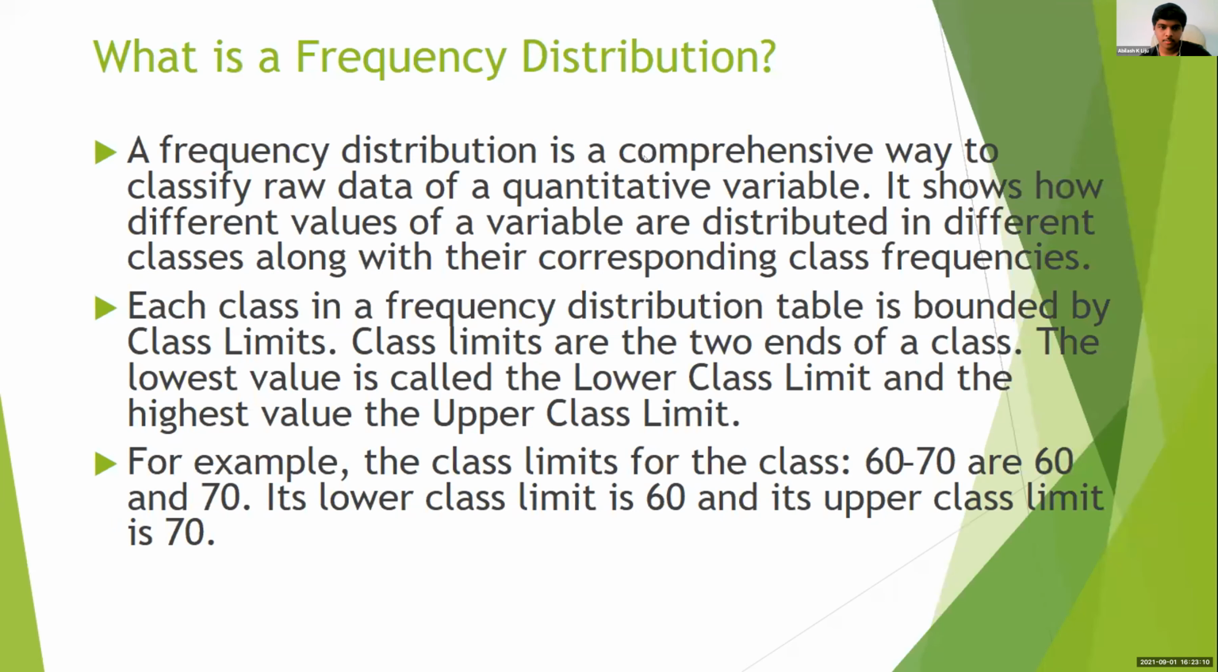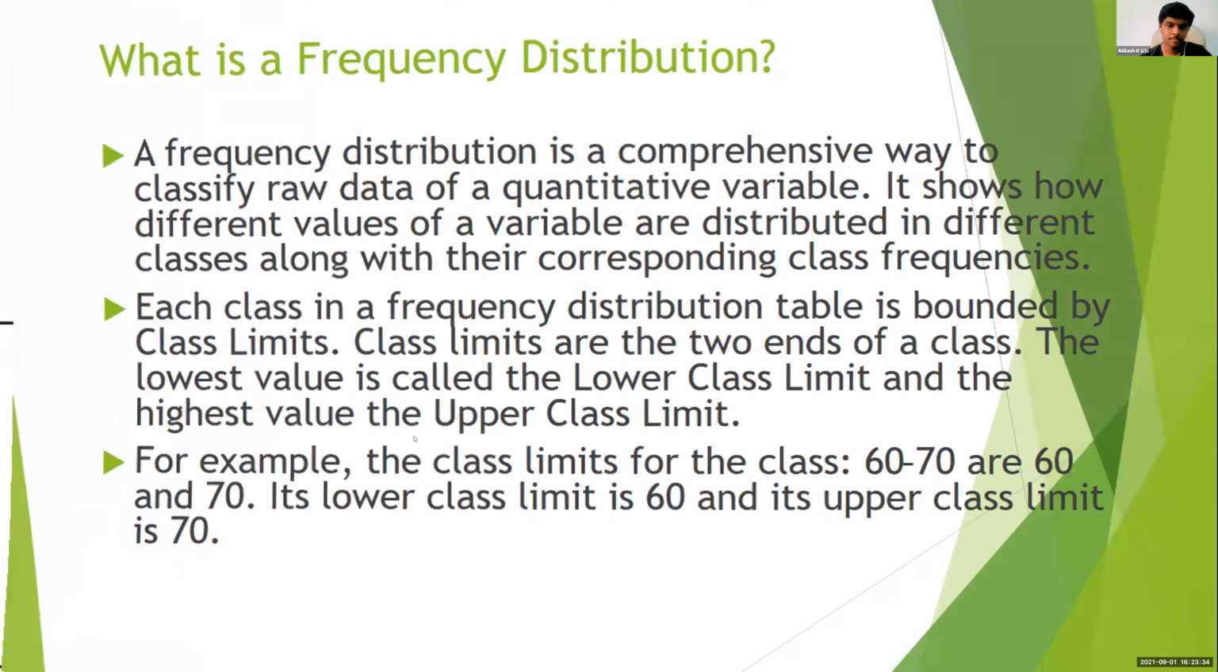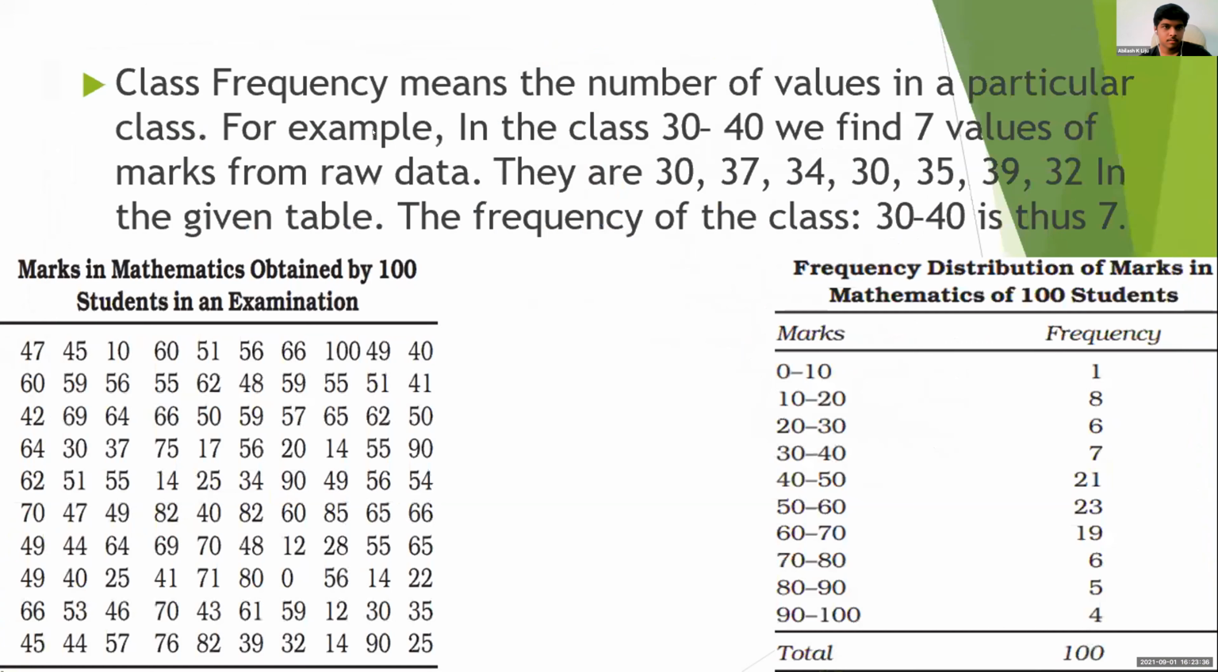So the frequency distribution table is bounded by class limits, which are two ends of a class, and they have two parts, which is the lower limit and the upper limit. The lower limit is the lowest value of the class, and the upper limit is the highest value. An example for this is given here, that is 60 to 70. Here the 60 is the lower limit of this class and 70 is the upper limit. And class frequency means the number of values in a particular class.